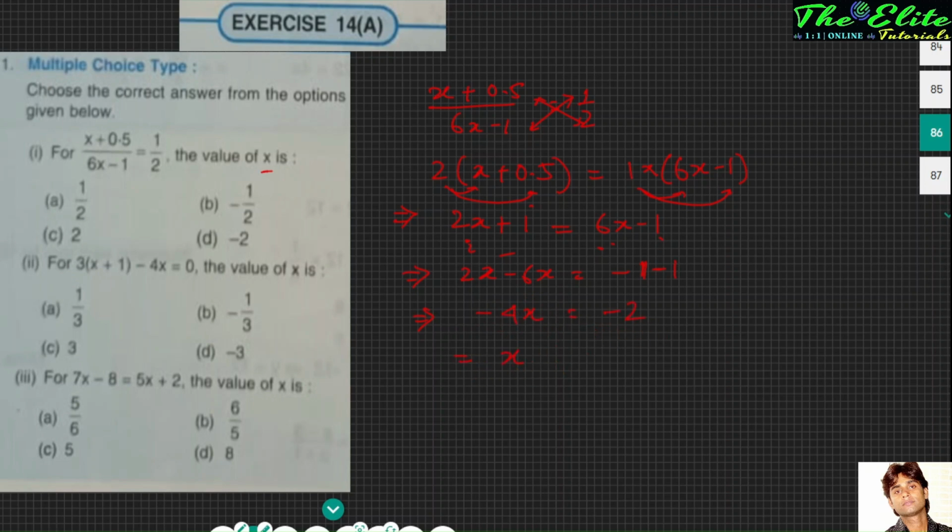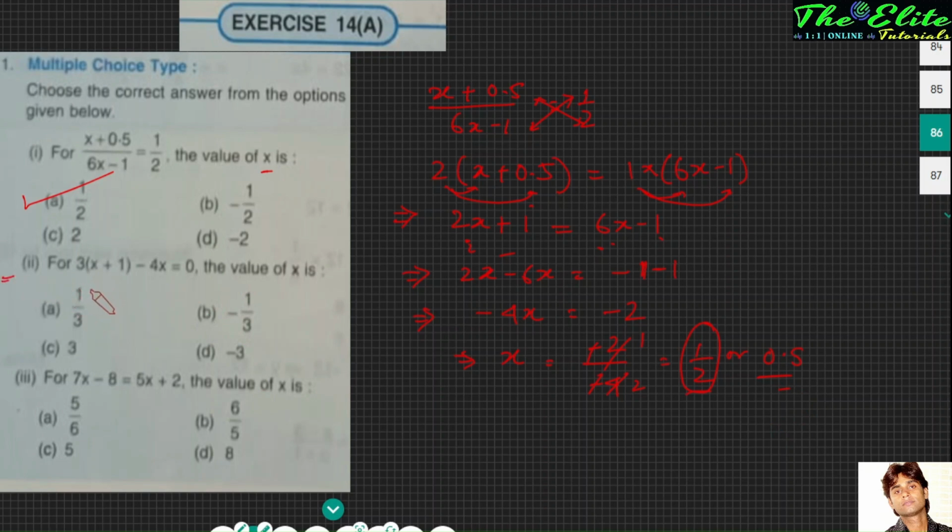So what is going to be the value of x? It will be -2 upon -4, and the minus will get cancelled. 2 1s are 2, 2 2s are 4. The value is 1 by 2, or you can write in decimal 0.5. So this or this will be your answer. But here the option is in fraction, so your correct answer is A. Correct answer is A. If it is given in decimal, it will be 0.5.